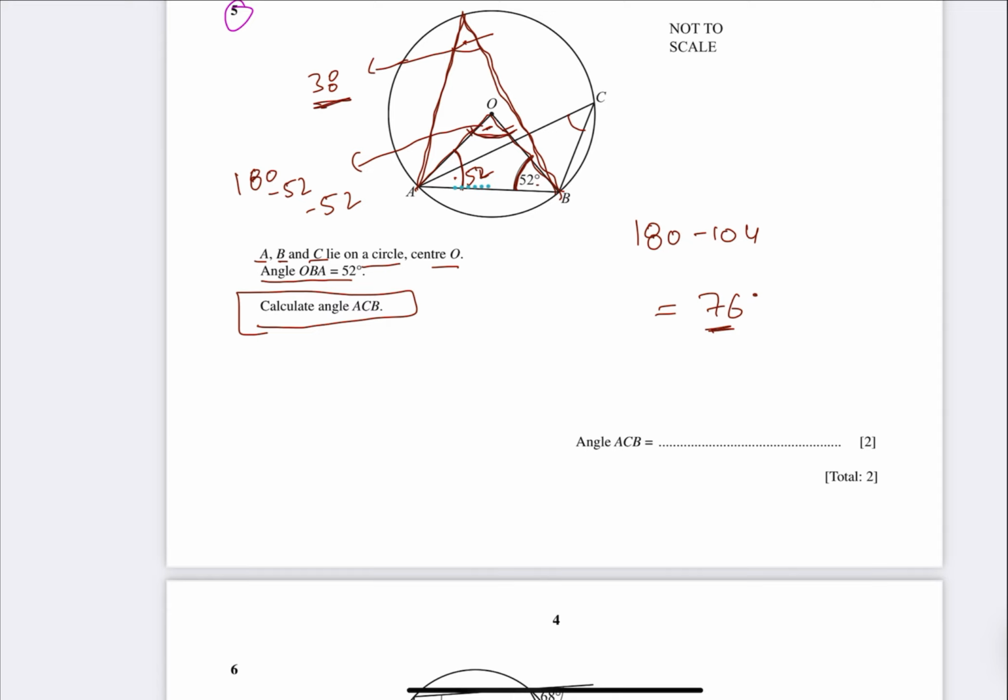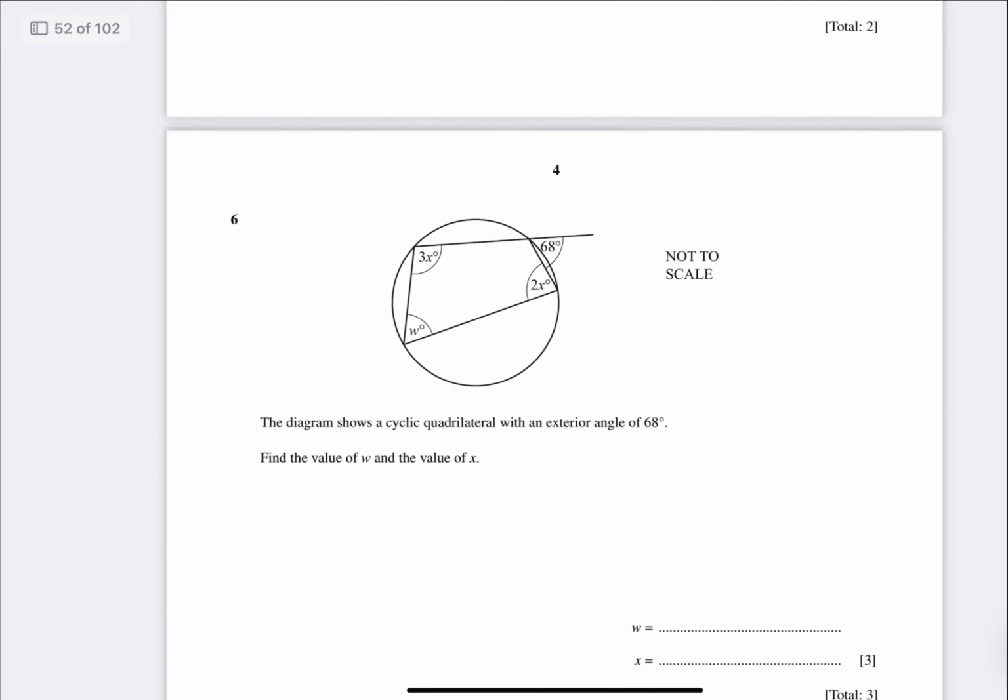That is 38. And now the same property which we have been applying in the previous question, this angle equals this angle, that is 38. So the value of ACB is 38. Very good, learners. You are doing a good job. Let us move on to the next question now.